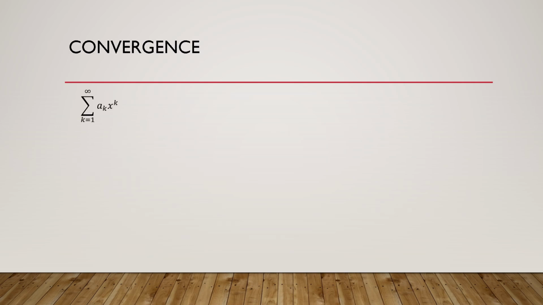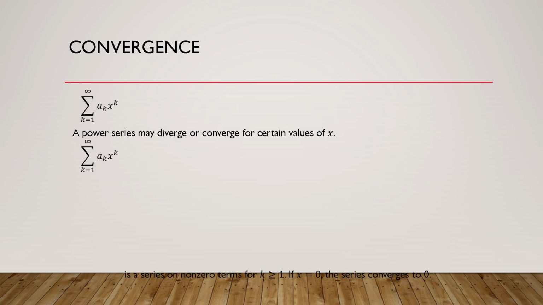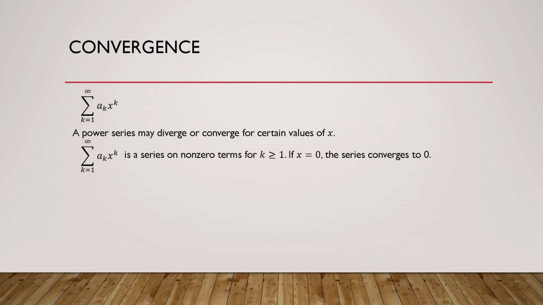Given a power series, the sum from k equals 1 to infinity of a sub k times x to the k, such a series may diverge or converge for certain values of x. For example, suppose the sum from k equals 1 to infinity of a sub k times x to the k is a series of non-zero terms for k greater than or equal to 1. If x equals 0, the series converges to 0. For x not equal to 0, we determine an interval centered on 0 where the series does converge.